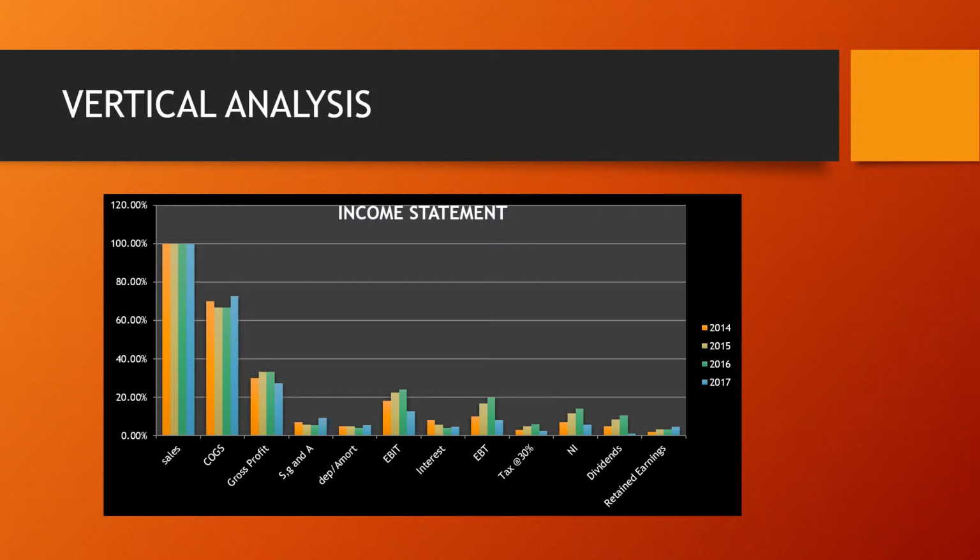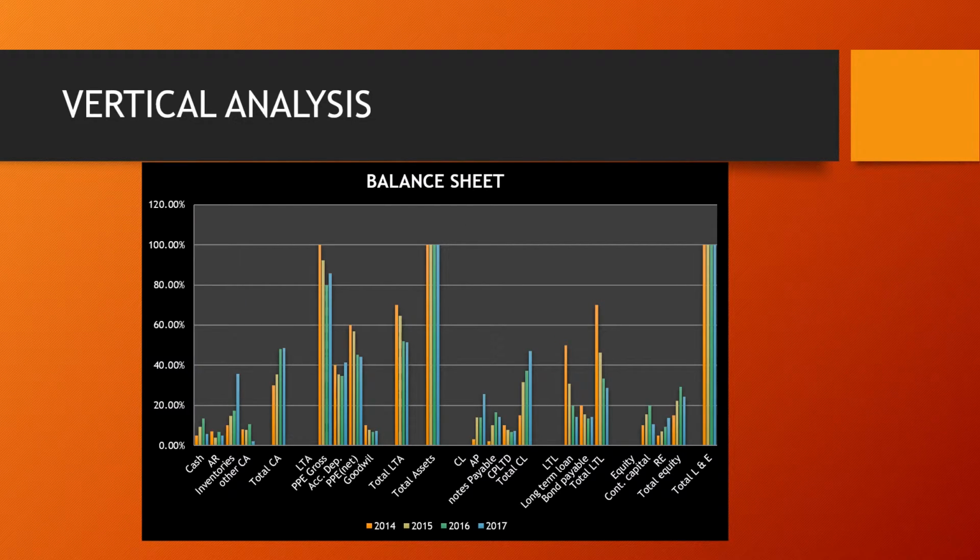For the vertical analysis of the income statement, the graph shows no major difference in any item throughout the 4 years. As for the vertical analysis of the balance sheet, you can see that long-term assets and total long-term assets, along with PPE net, are at the maximum.